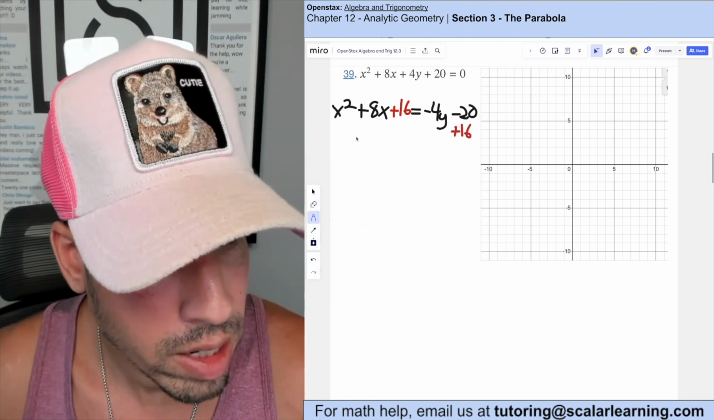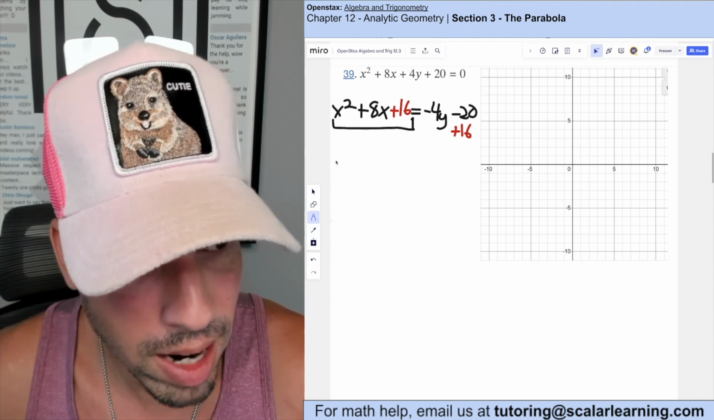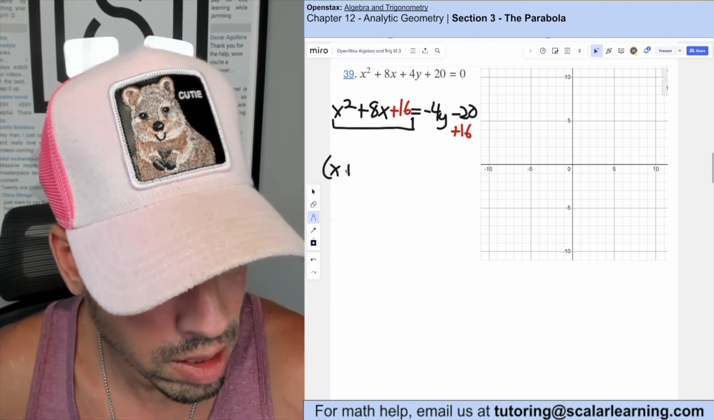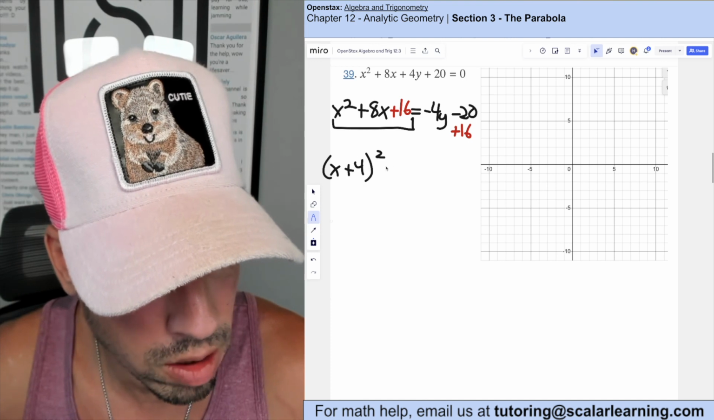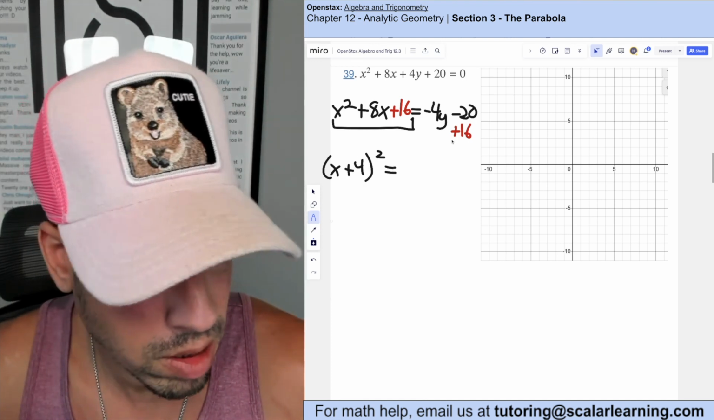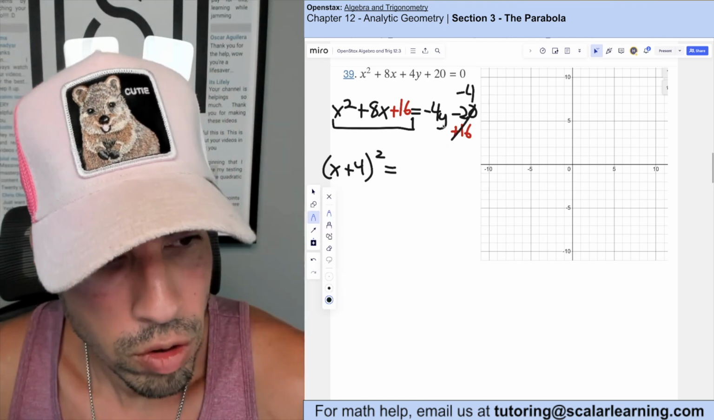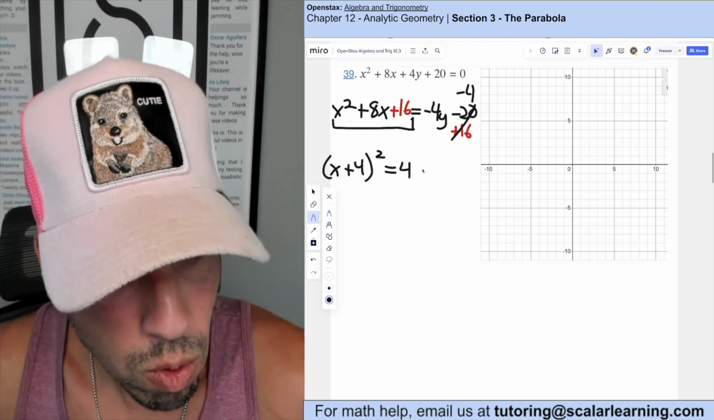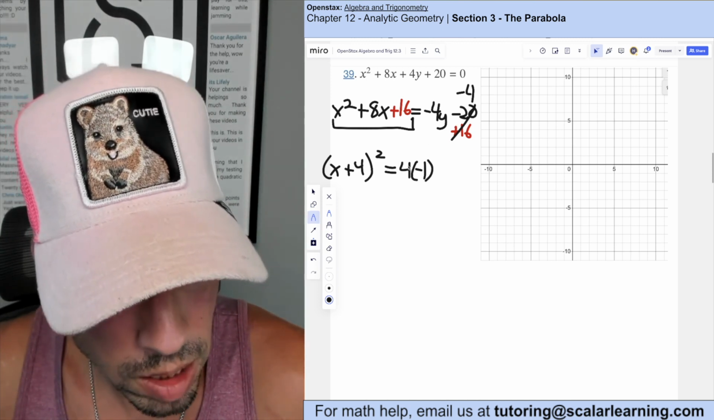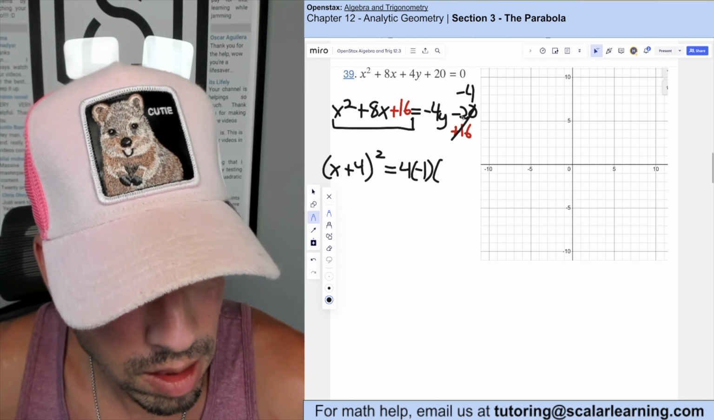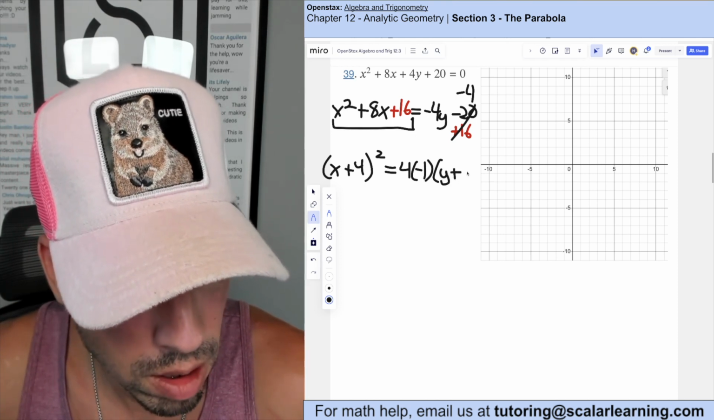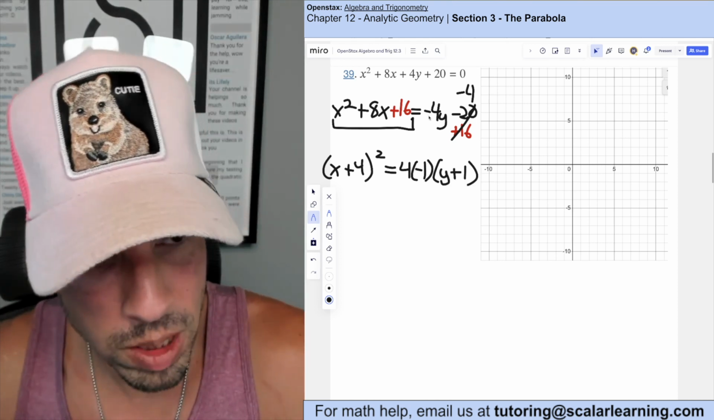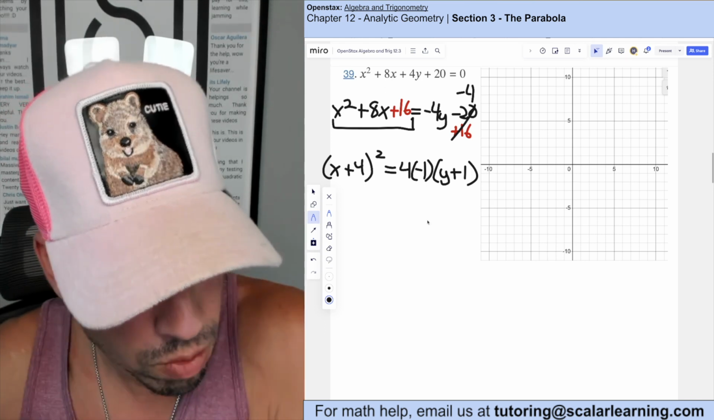Okay, now on the left-hand side, we can factor that, and it's a nice perfect square. X plus 4 squared is equal to negative 20 plus 16, which is negative 4. So then now I'm going to factor out a negative 4, but I'm going to break it up into 4 and negative 1. And then inside we have y plus 1, right? Because if you redistribute negative 4, you get negative 4y minus 4. Okay.